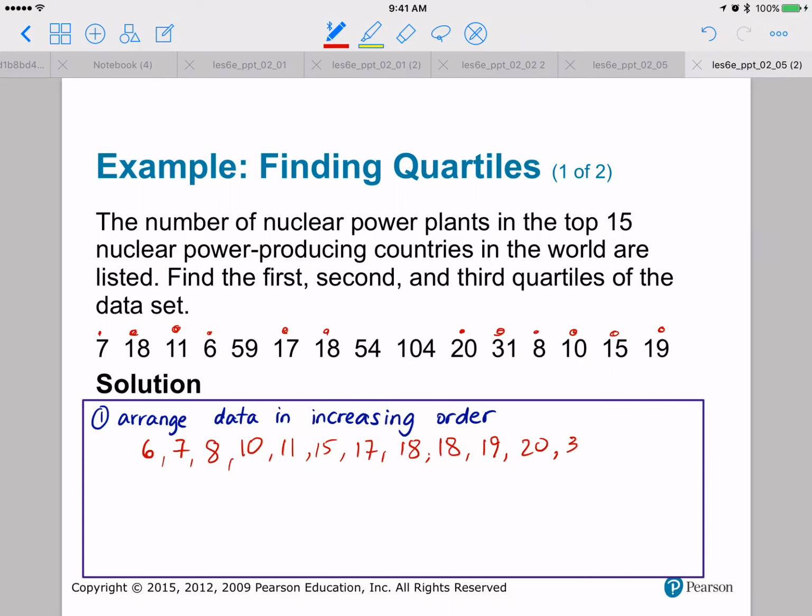31, 54, 59, and a 104. Okay, so to arrange the data in increasing order, here we go. We don't need to count to make sure that we got all of the data points, because we put this little dot on top of each one. All right, so that's the first step.